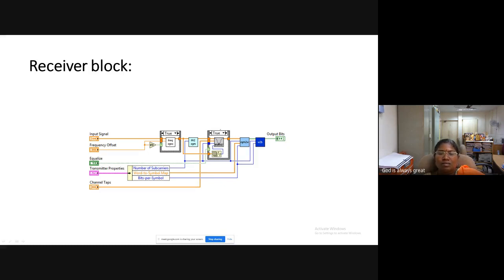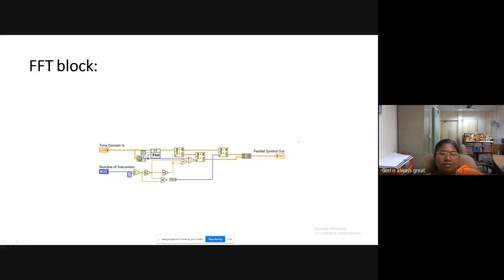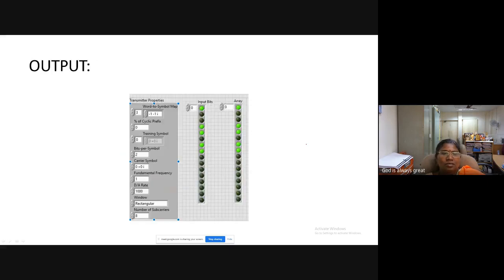So once your equalization is over, you do your symbol to word converter and word to bit converter, and you can see this is a simple receiver diagram for the OFDM signal. So, FFT block explanation. This is the output you get in LabVIEW. This is the input bits.